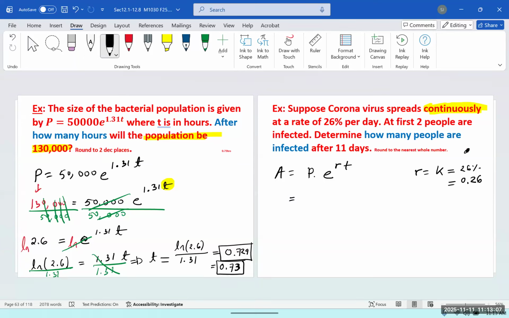So let's see. At first, 2 people got infected, and it's spreading 26% every day. We waited 11 days to figure out how many people were infected or died. At that time everyone infected was dead, right? They were dying, there was no cure for that. And I was so afraid that I was going to die. I was literally very, very scared at that time. So find out how many people died or got infected after just 11 days.